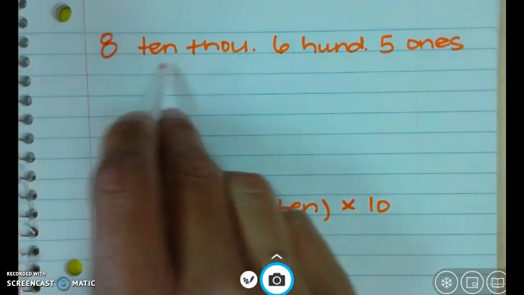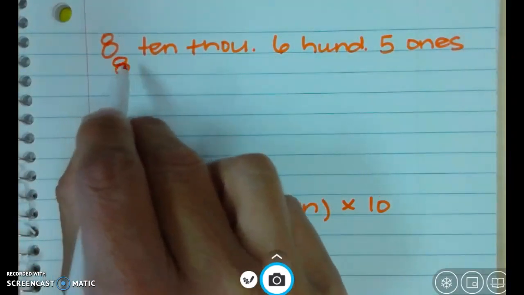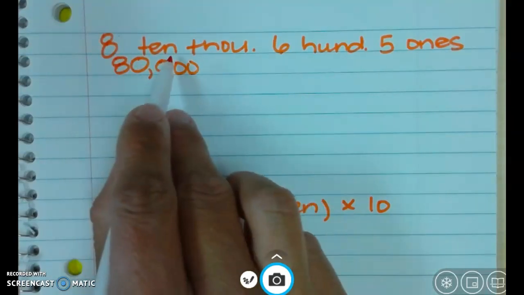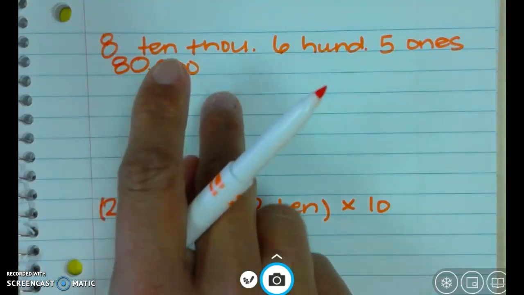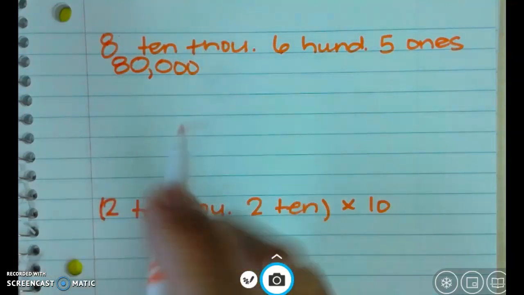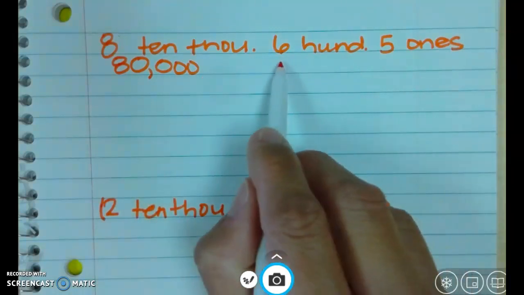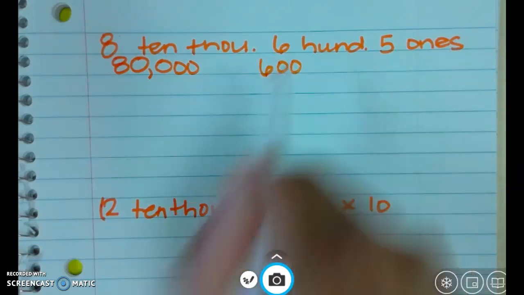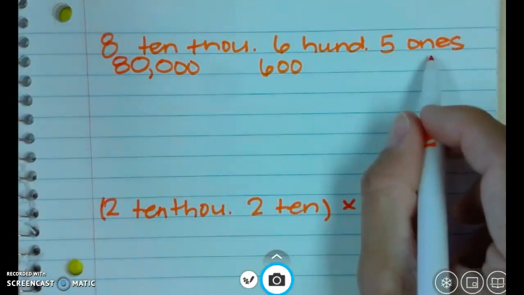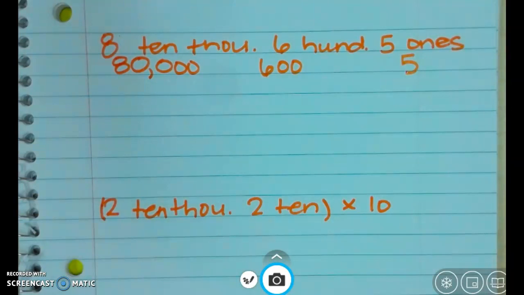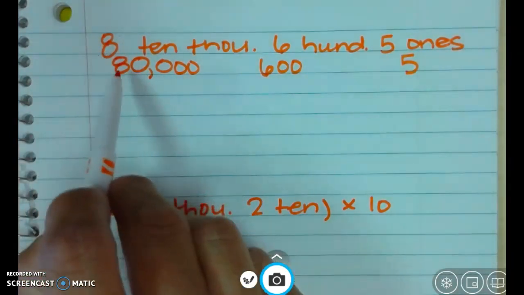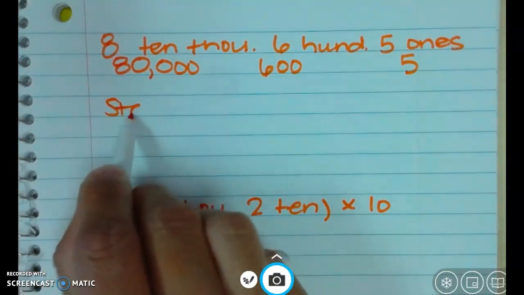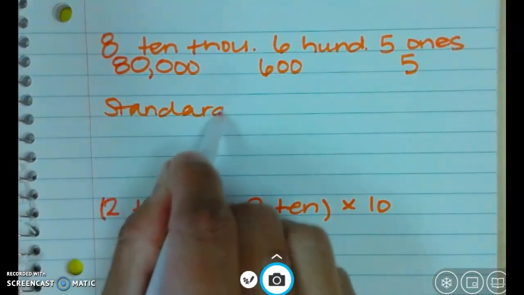So I know 8 10,000s is the same as 80 thousand. 8 10,000. So 10, 20, 30, 40, 50, 60, 70, 80,000. Then I know that 6 hundreds, 6 100s is 600. And then 5 ones is 5. So I have unit form, I have expanded form, and my job today is to write it in standard form, which is how we see numbers.